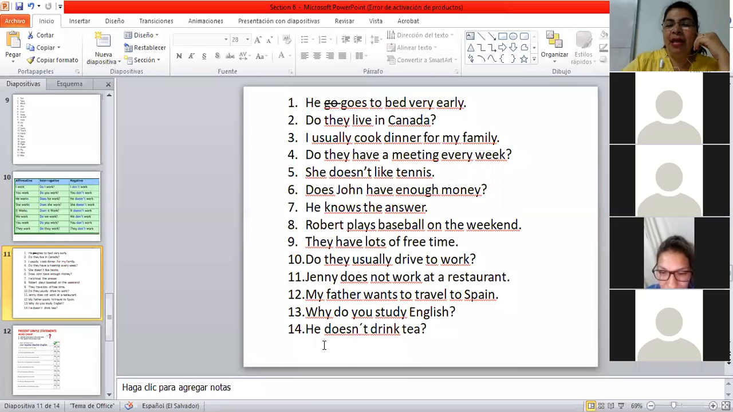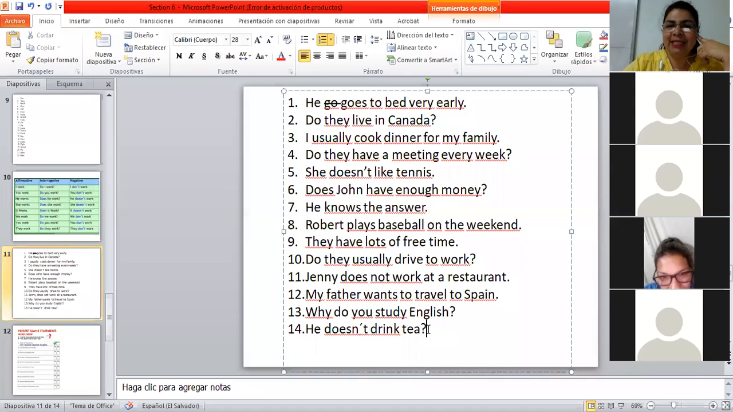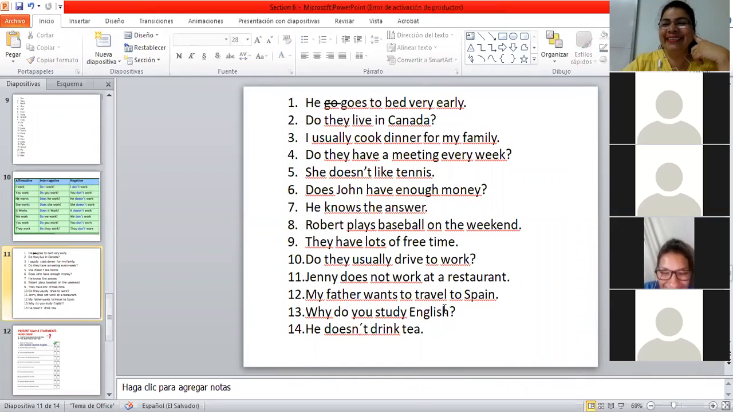Vale, le voy a dar una clave. ¿Es una pregunta o es una oración? Es una pregunta. ¿Cómo comienzan las preguntas? No, es una oración. Y si es una oración, ¿qué va al final? Punto. Exacto. No va el signo. Va un punto, no me fijé en eso. Okay, very good. Pay attention to these details because when you are working in the platform, you need to pay attention to punctuation, right? Okay, teacher. Okay, very good.